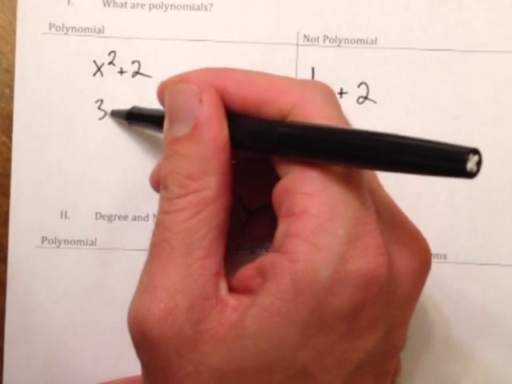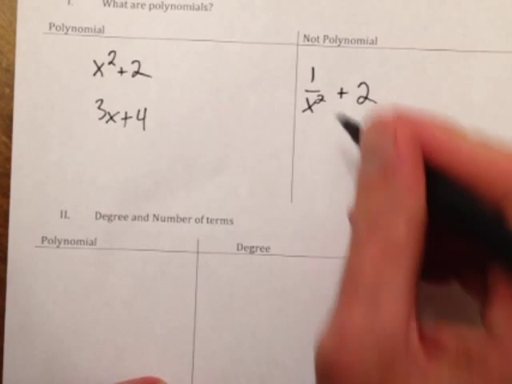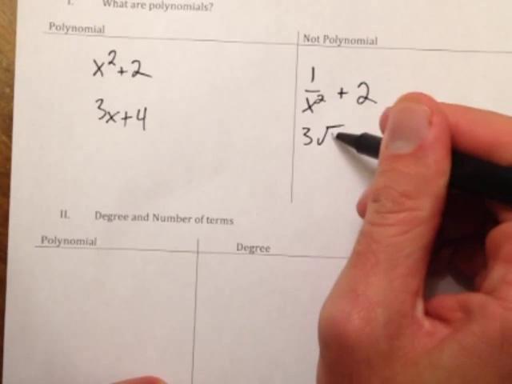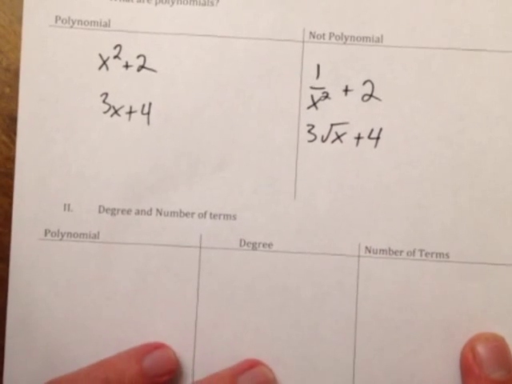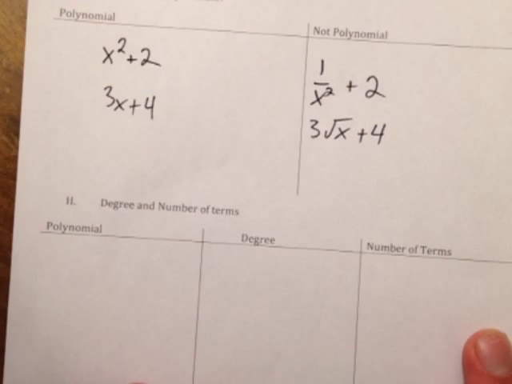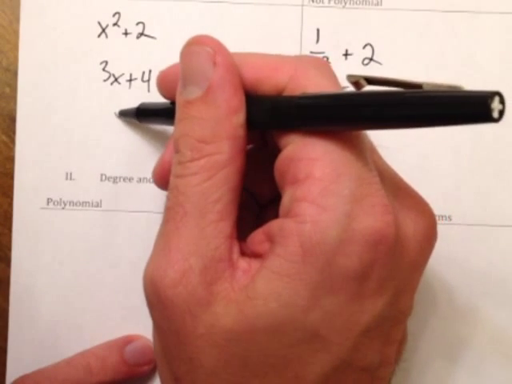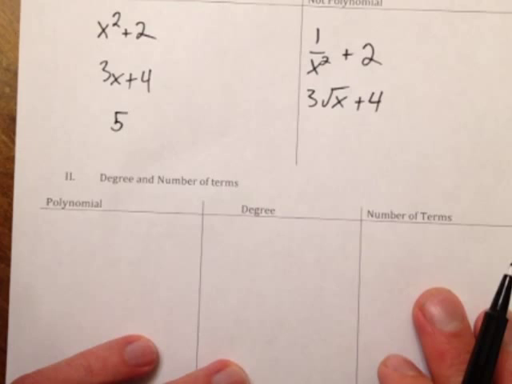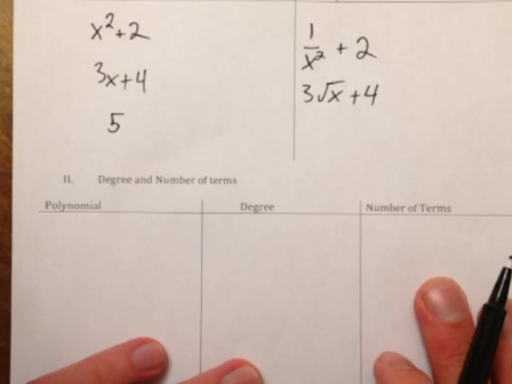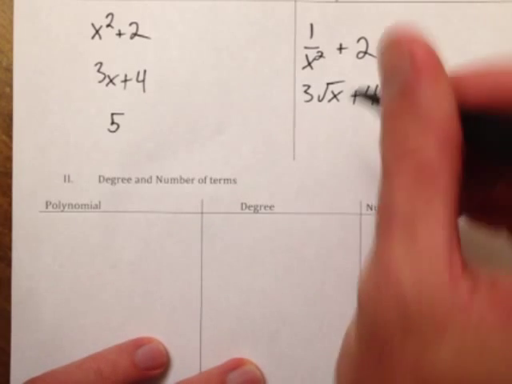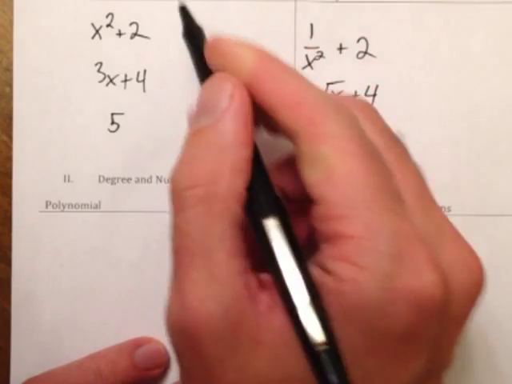Let's see, 3x plus 4. That is a polynomial. 3 times the square root of x plus 4. That's not a polynomial. Maybe you're getting a better idea of what a polynomial is already. The number 5, we could say that's a polynomial. It's a specific type of one. It still counts. The absolute value of x is not a polynomial.